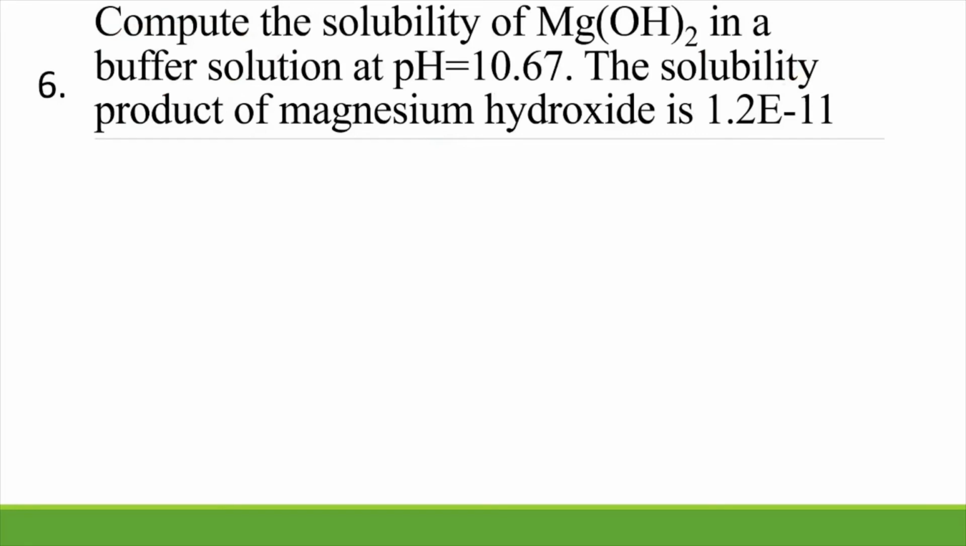All right, number 6, we're told to calculate the solubility of magnesium hydroxide in a buffer solution at a pH of 10.67. And we're told the solubility product of magnesium hydroxide is 1.2 times 10 to the negative 11th. So we have a buffer pH of 10.67, and we can go ahead right away and, hey, look, I have pH. I'm going to use that to get pOH.